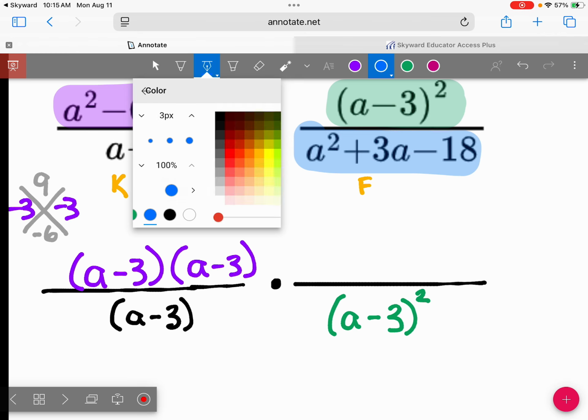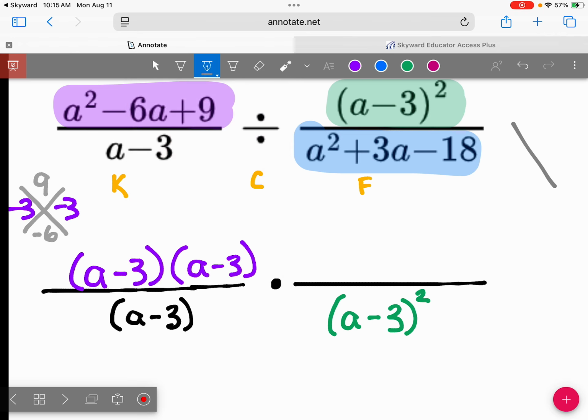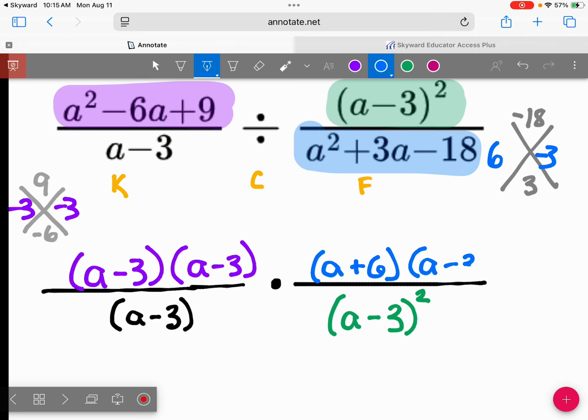And again, I'm going to do our little x box, or a little piece of the x. We need a pair of numbers that multiplies to be negative 18 and adds to be 3. 6 and negative 3. So it was in our denominator, so now it's in our numerator after we're doing this flip. So we're going to have our a with the positive 6 and our a with the minus 3. So we did all of our factoring and our keep, change, flip in one step.